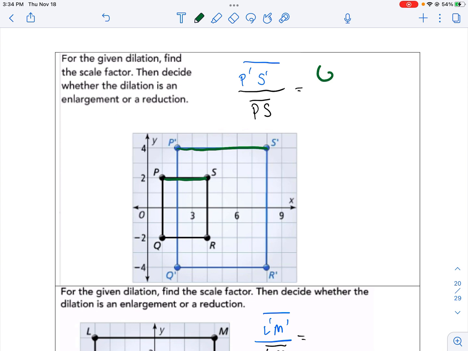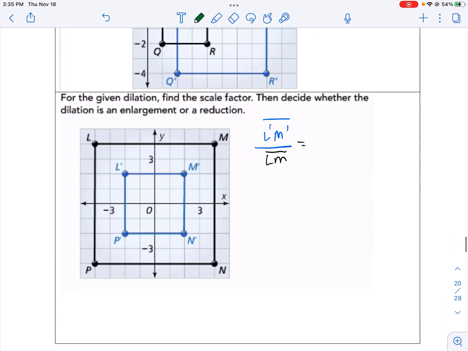So the length of P prime S prime is 6 units. The length from P to S is 3 units. 6 divided by 3 is 2. So my scale factor is 2, so the image is twice as big as the original.